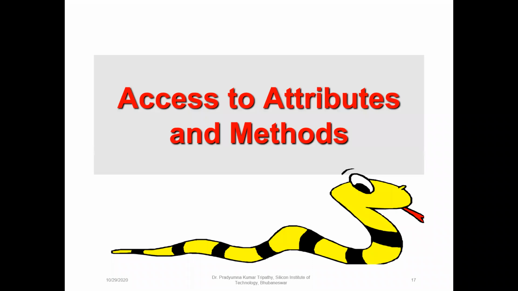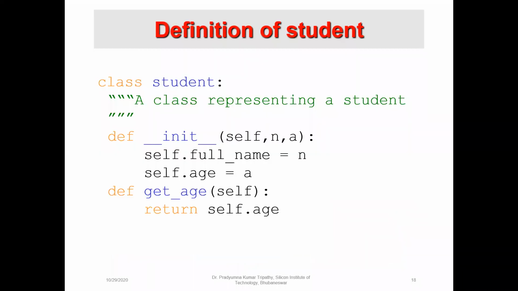So how to access the attributes and methods? I said that inside the class you will have some methods and you will have some attributes. Attributes are what in C++ we call data members, and the methods in a class in C++ we call member functions. Here we say attributes and methods.